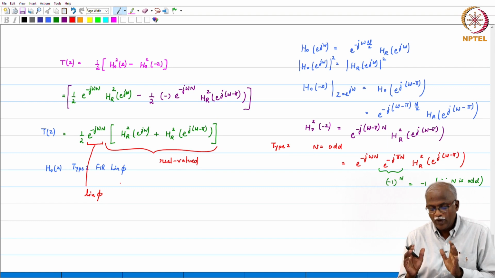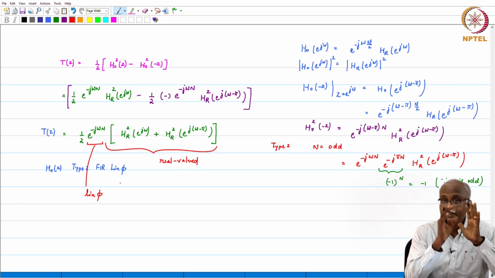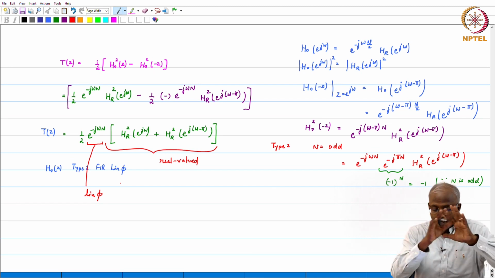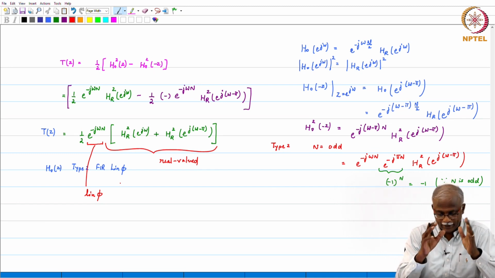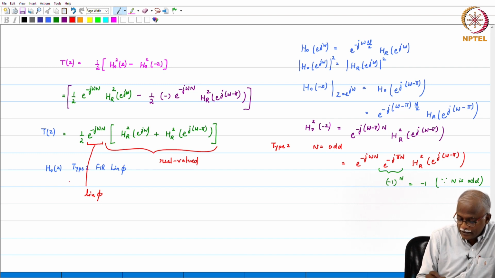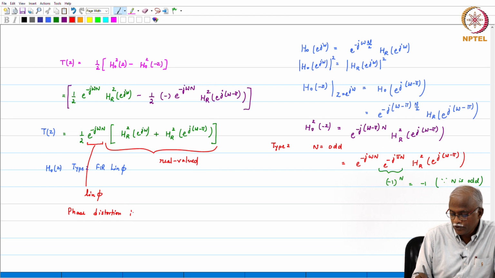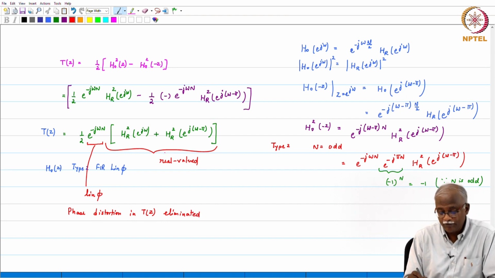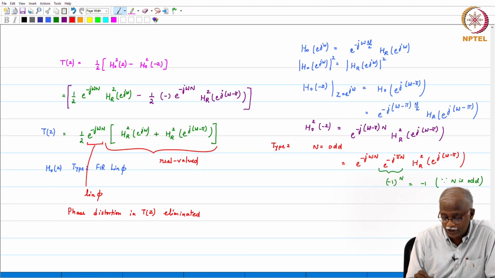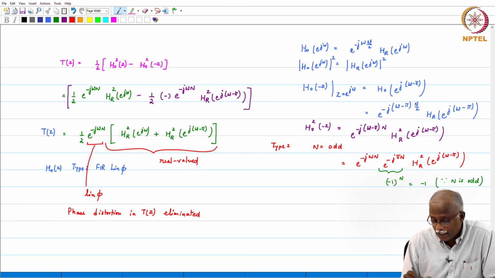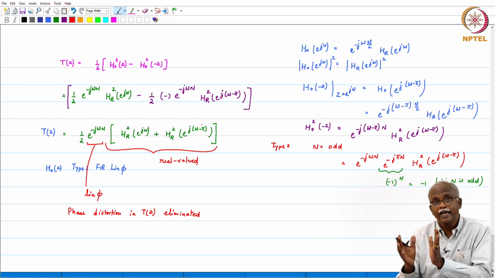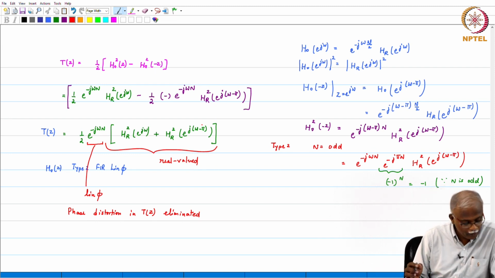So what we now have obtained is a transfer function for the 2-channel filter bank, where the overall transfer function is linear phase, and therefore under this condition, the phase distortion in T of Z has been removed. Phase distortion in T of Z is eliminated. However, we are still left with the transfer function HR squared e to the j omega plus HR squared e to the j omega minus pi. Now that could have some magnitude distortion. So how will we deal with that?